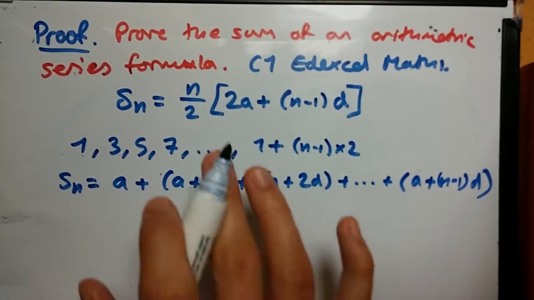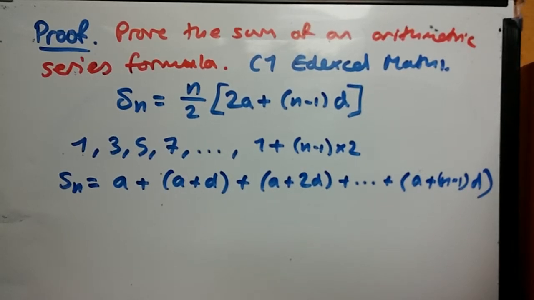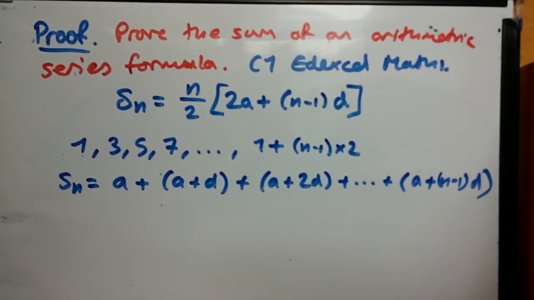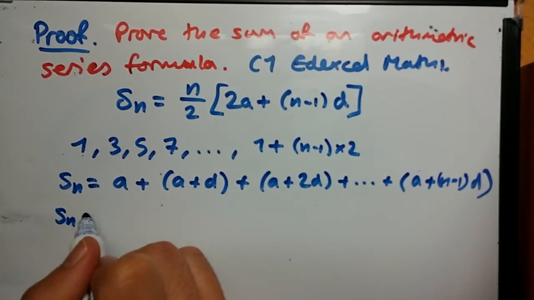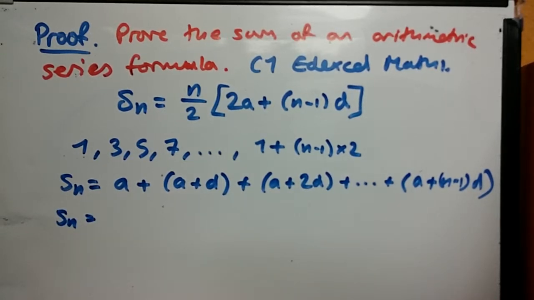Now, to actually prove this, we need to somehow factorize terms quickly and get some sort of common term. What I would do here is reverse this. I would make the same sum equation, but this time start backwards. Why? Well, you'll see why in a second.